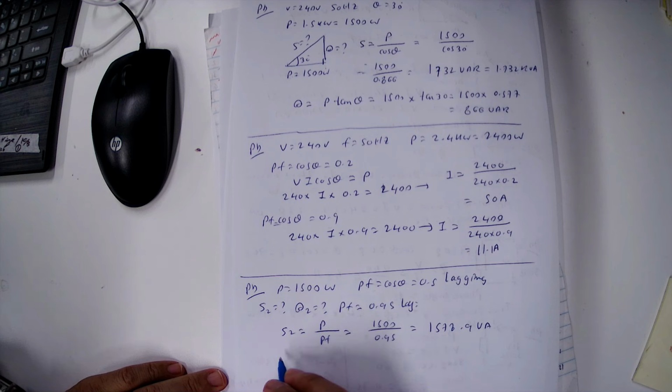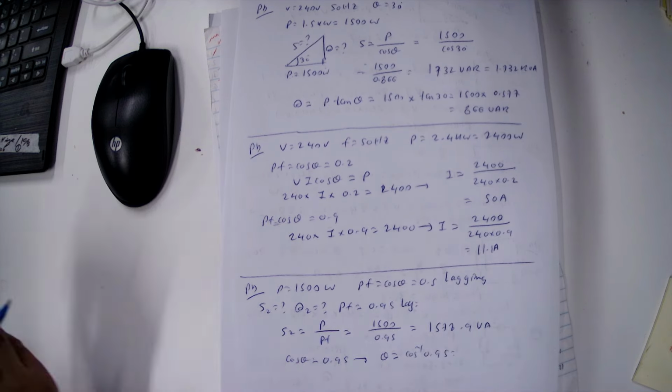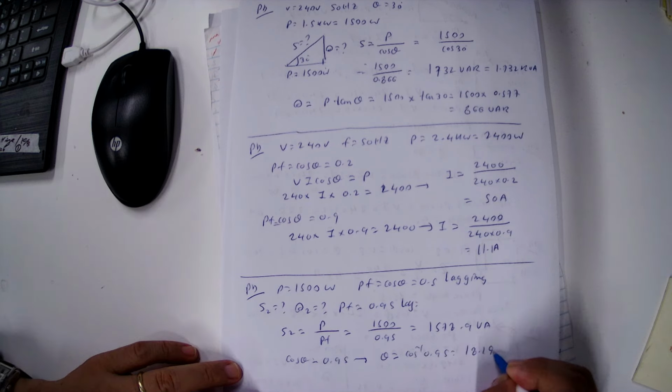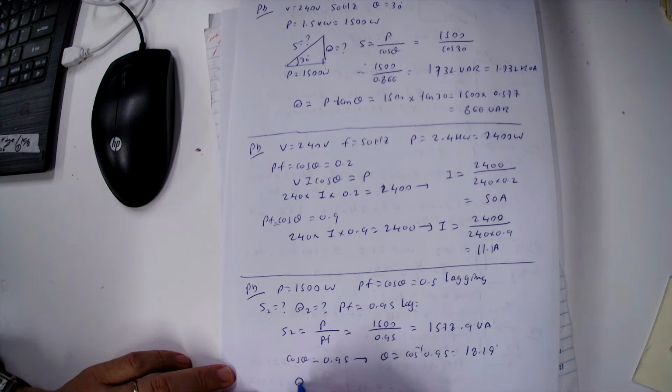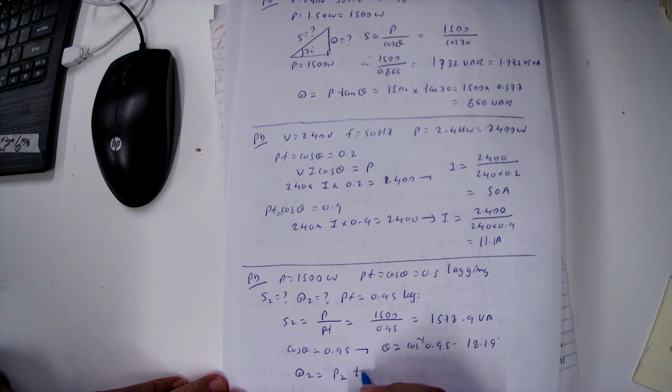reactive power. So in this case, cos theta is 0.95. So theta equals cos inverse 0.95. So inverse cos 0.95 will be 18.19 degrees. Then we can calculate Q2. So this is P2 tangent theta 2.